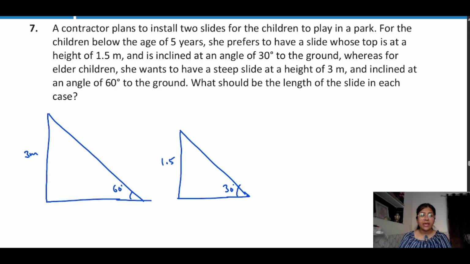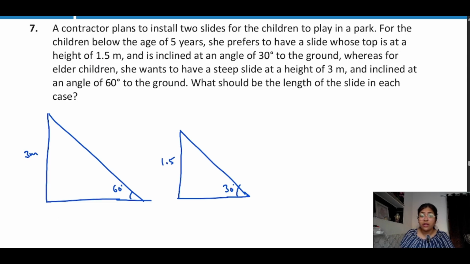A contractor plans to install two slides for the children to play in a park, for the children below the age of 5 years and for the elder children. For the children below 5 years, she wants to make the slide whose top is at the height of 1.5 meter and inclined at an angle of 30 degrees with the ground. Whereas for the elder children, she wants to have a steep slide at a height of 3 meter and inclined at an angle of 60 degrees with the ground.